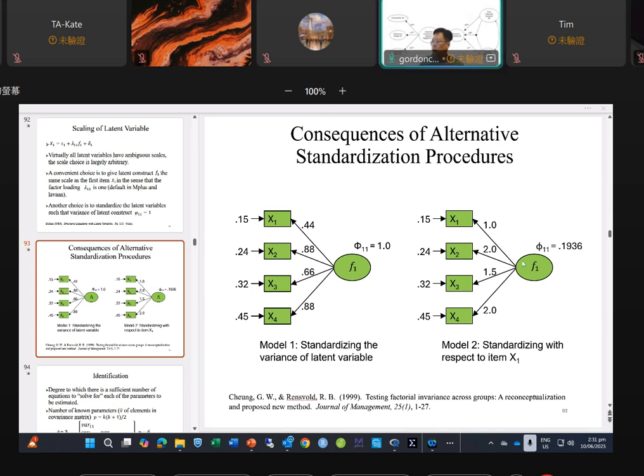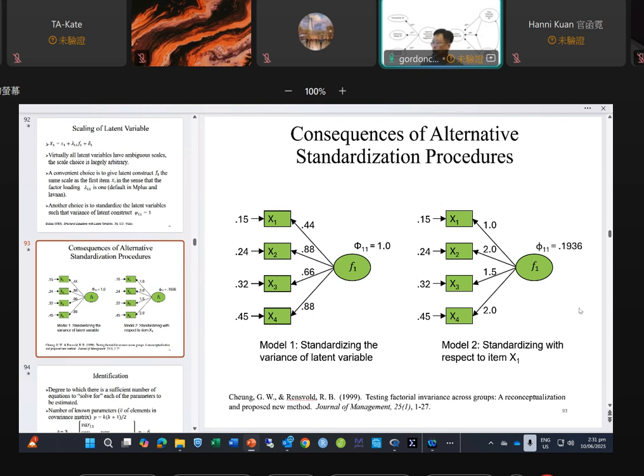In Lavaan and Mplus, you do not need to specify this because it is the default. Mplus and Lavaan will pick the first item and fix the factor loading to 1 to set the scale for your factor. So that's right. We prefer model 2, and this is also the default in Mplus and Lavaan.